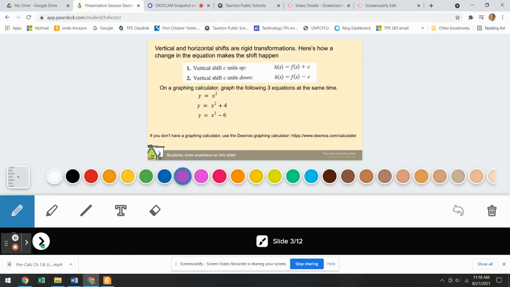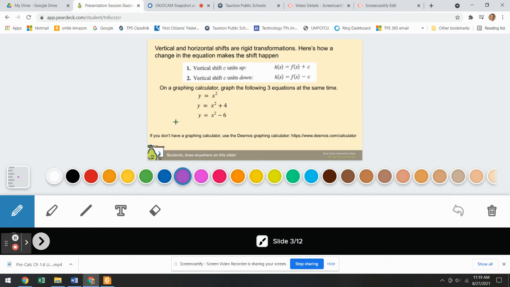So let's get started. Vertical and horizontal shifts are rigid transformations. Here's how a change in the equation makes the shift happen. This slide's all about vertical, moving up and down. So for a vertical shift to get something to move up, after the function, you add a number. If you want something to shift downwards, you would subtract a number. So the C is just some random number.